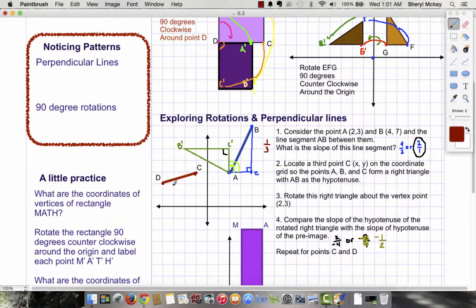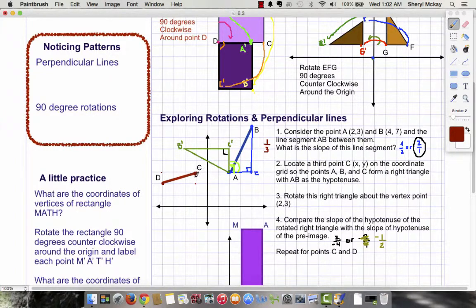So I see lots of places that I can make my right triangle. Well, not lots. I see 2 places. I can make it here. I can put a point there, and I can make my right triangle going this way. Or I could make my point there and make my right triangle going this way. Do you see what I just did?